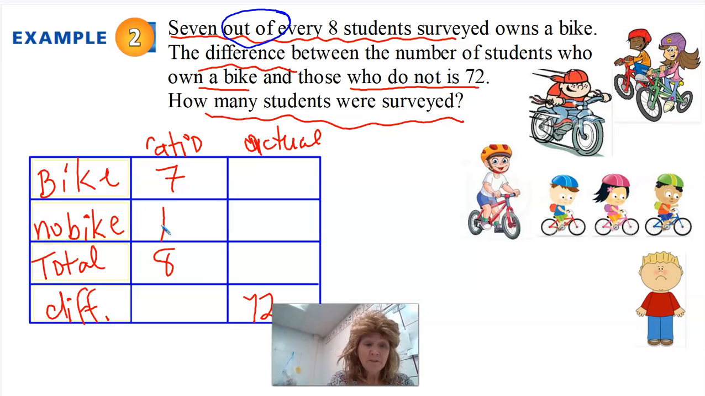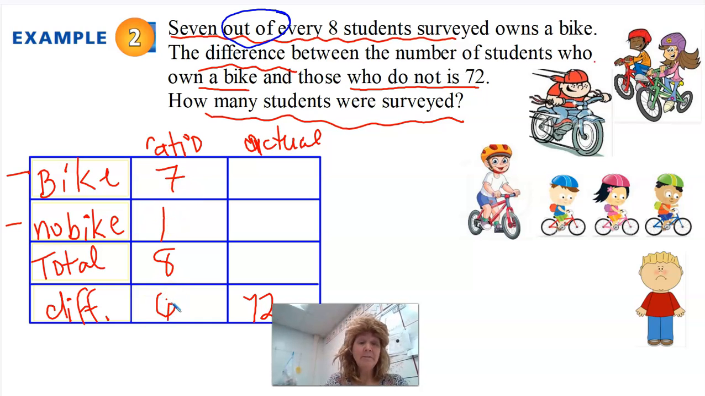Okay, now I'm still trying to find that difference column. I want to make sure I'm subtracting the right numbers, right? The difference between the number of students who own a bike and those who do not. So this is own a bike. This is those who do not. So I'm doing 7 minus 1. 7 minus 1 is 6.